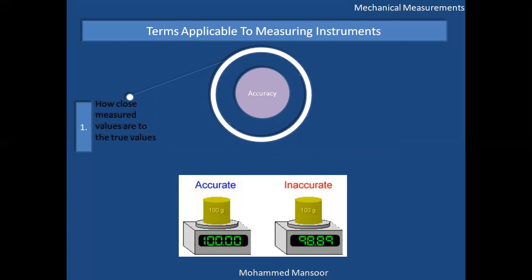See here, we have a picture representing accurate and inaccurate. A dead weight of 100 kg is placed on a weighing instrument, and it's showing 100. So we can easily say the dead weight is 100 kg and its indicated or measured weight is also 100 kg. So we can say it is highly accurate. If you see the second instrument here, 100 kg is there, but it's showing 98.89. So there is a deviation. The values are not close to one another, and they do not have a high degree of agreement between the measured value and the true value. So we tag it as an inaccurate measurement.